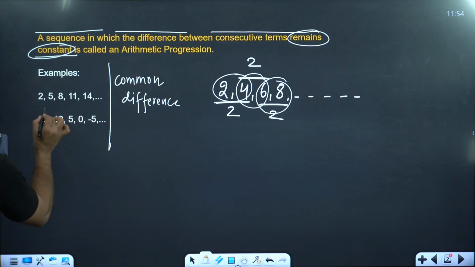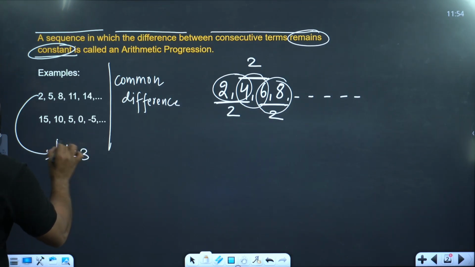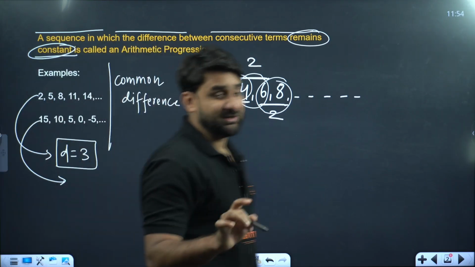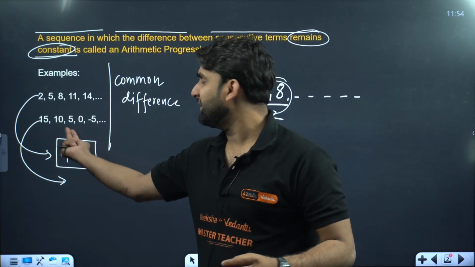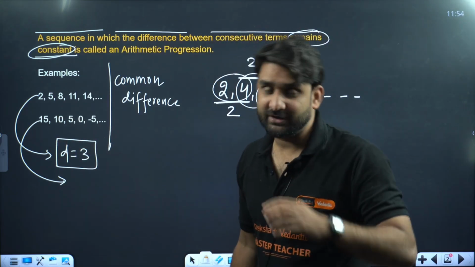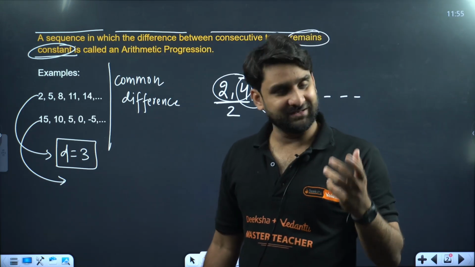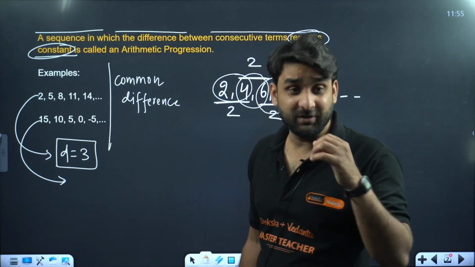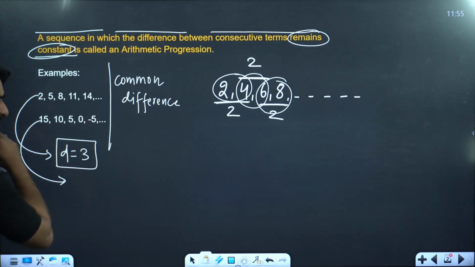A few more examples. In the first, 2, 5, 8, 11, 14. What is the common difference? The common difference here is 3. Similarly, in the second AP, 15, 10, 5, and my dear champion, the sequence may be in increasing order, it may be in decreasing order. The numbers may be in rational format also, it may be under root also, doesn't matter. To call any sequence an AP, the common difference must be the same. That is the condition for AP. The difference between each consecutive number should be the same. If you look here, the numbers are in decreasing order, doesn't matter.